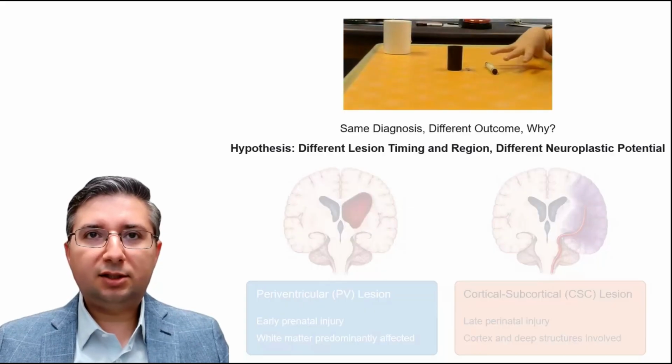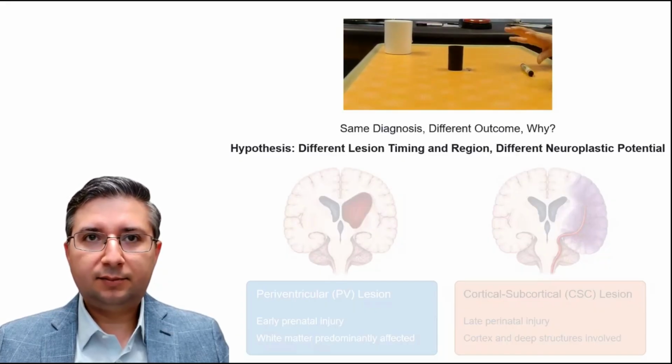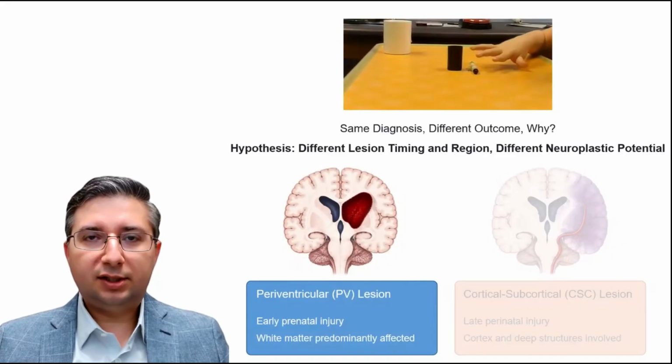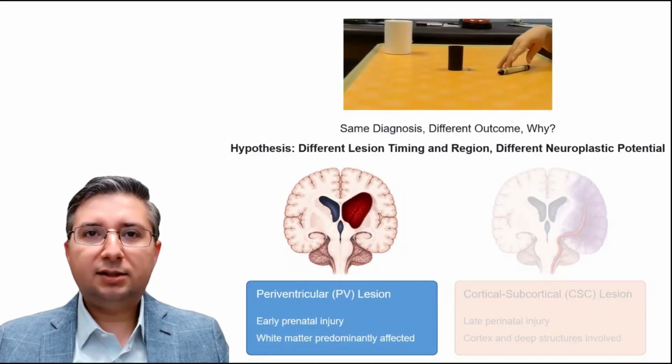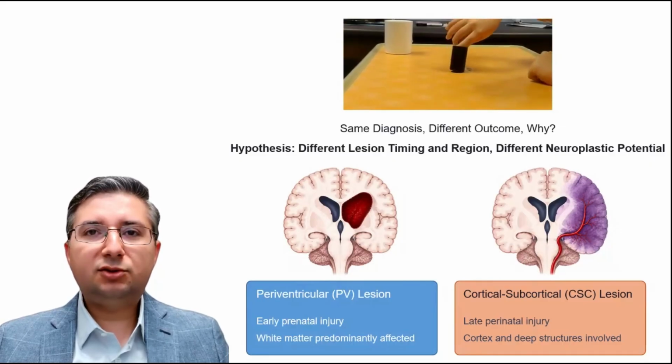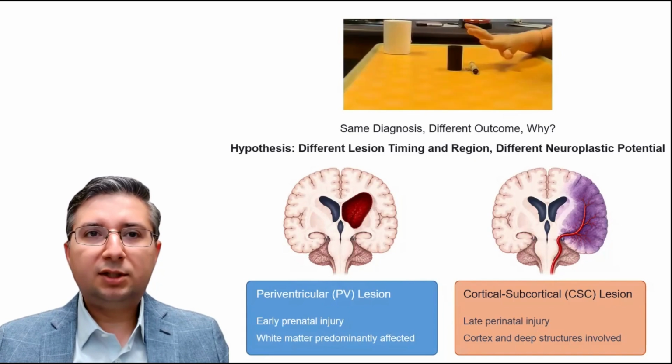The clinical presentation of hemiplegic CP is highly variable, largely because the developing brain has a very high capacity for plasticity. We focus on two major lesion groups. The first was periventricular lesions, which usually occur during the early third trimester and mainly affect white matter development. And the second was cortical subcortical lesions, which occur later in gestation and involve the loss of gray matter. Because these injuries happen at different stages of brain development, we hypothesized that they would lead to different patterns of structural connectivity and functional cortical activation.